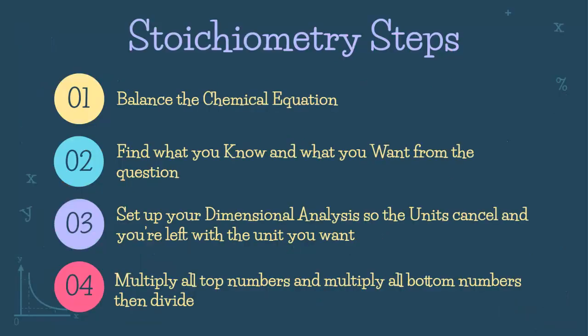So starting with the steps for stoichiometry. The first step is to balance your chemical equation. So if you don't already have a balanced equation, make sure you balance it beforehand. Step 2 is to find out what you know and what you want from the question. Step 3 is to set up your dimensional analysis so that your units cancel and you're left with the units you want. And step 4 is to multiply all your top numbers, multiply all your bottom numbers, and divide the two.